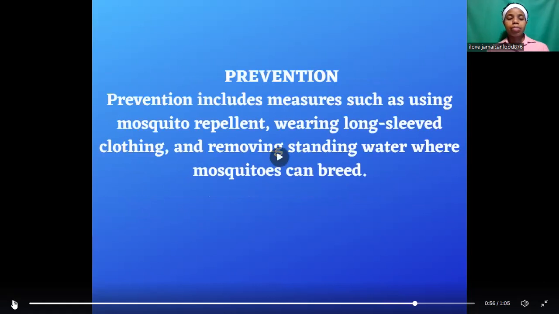Prevention. Prevention includes measures such as using mosquito repellent, wearing long sleeve clothing, and removing standing water where mosquitoes can breed.